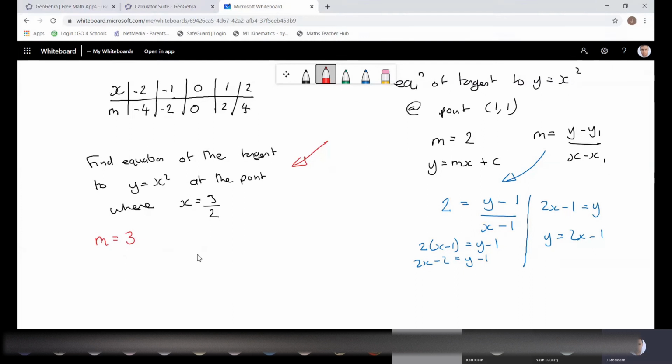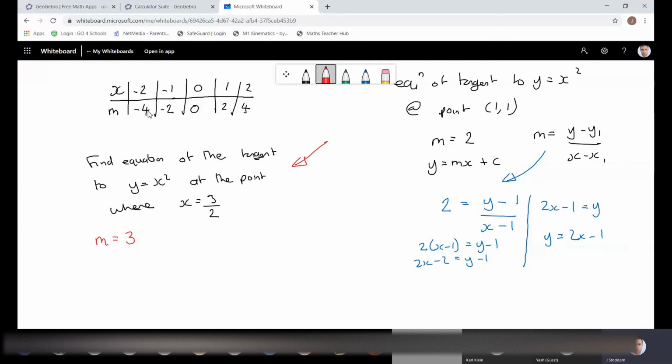Now, I also need a point that this goes through. Now, in the previous question over here, I said that the point was... Sir, how do you know it's 3? Because if we look at this table here, we figured out that the pattern with the gradient is that the gradient's twice the x value.